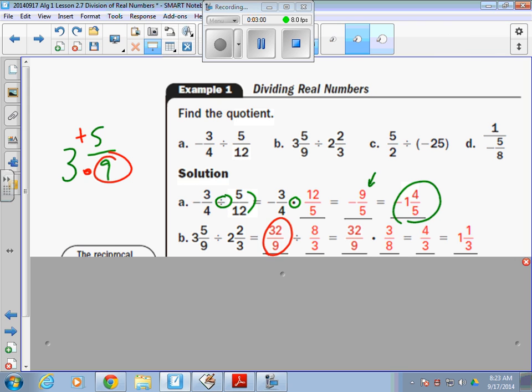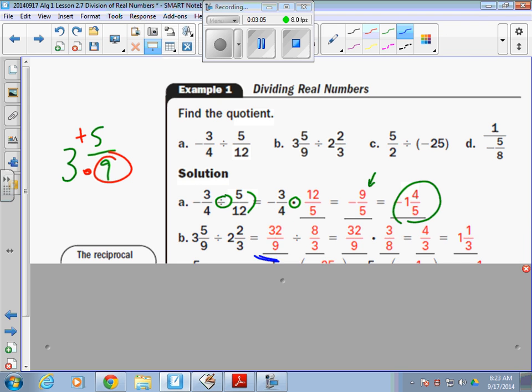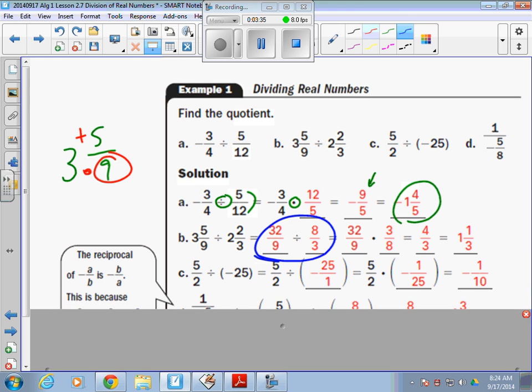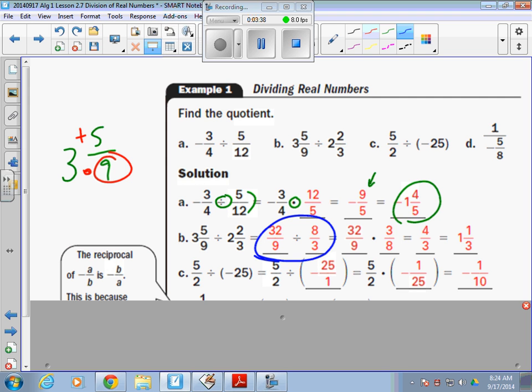So 32 over 9 divided by 8 over 3. This is the step we're at now. 32 over 9 divided by 8 over 3. Change division to multiplication, and flip 8 over 3, or make the reciprocal into 3 over 8. So 32 times 3 is going to be 96, and 9 times 8 is going to be 72. That simplifies to 4 over 3, and in that last line they just make it back into a mixed number, 1 and 1/3. Again, you're changing division into multiplication, and you're flipping the second fraction.